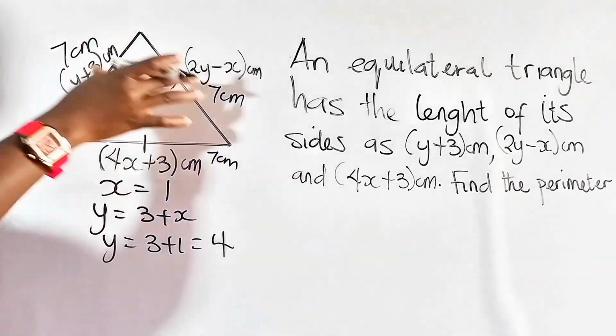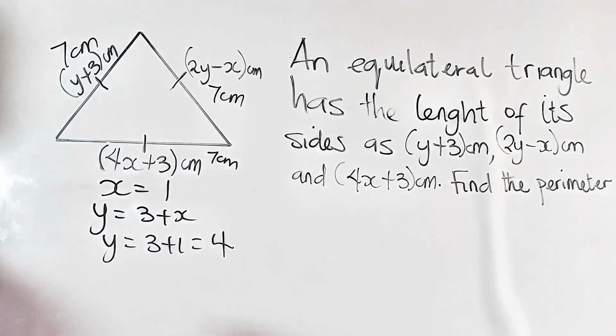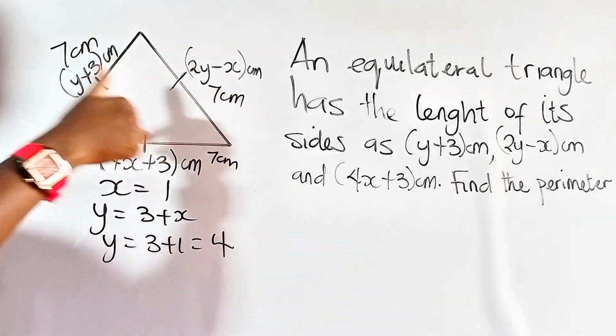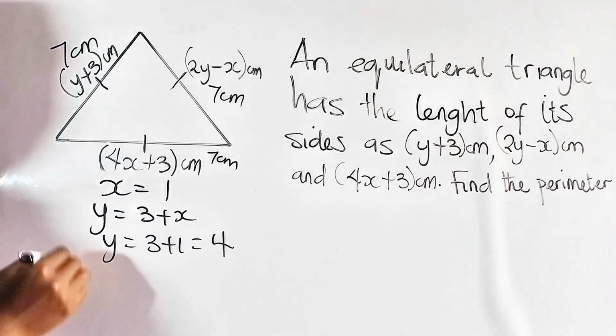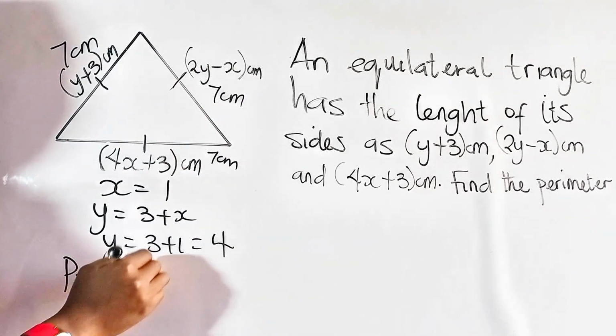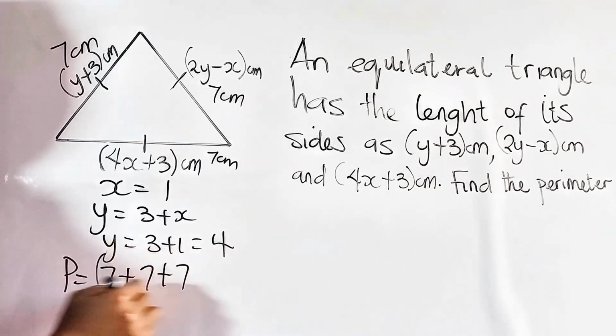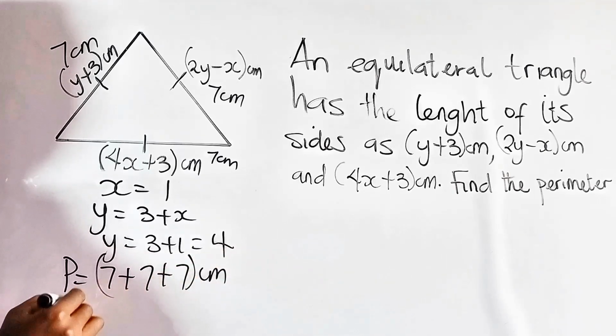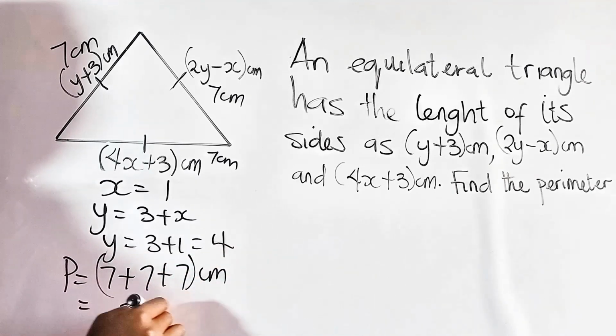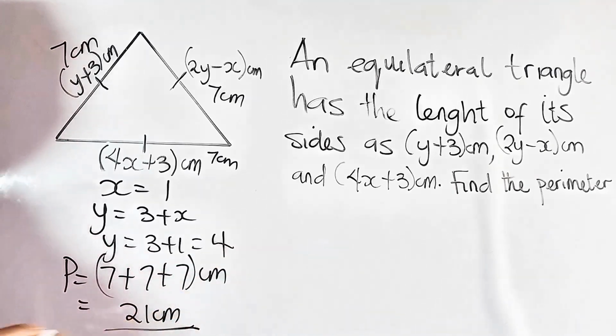You can now see that all three sides are equal, and the perimeter of this triangle is simply to sum up all three sides. So the perimeter equals 7 plus 7 plus 7, all in centimeter, and this gives us 21 centimeter as the answer.